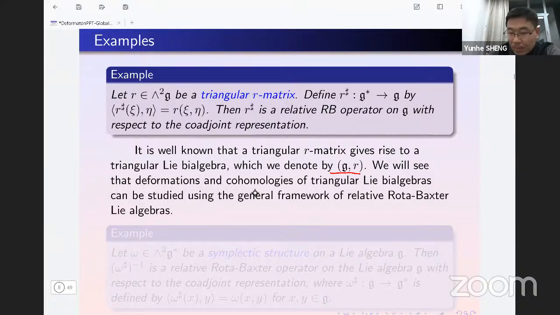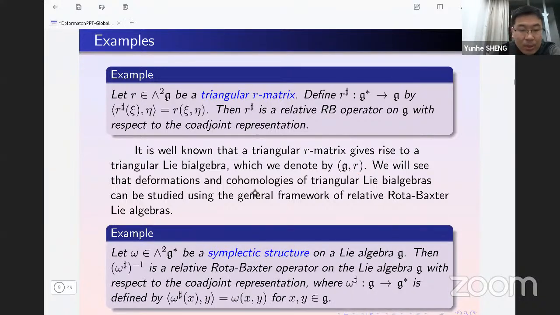Okay. So let me give another example. Let omega in the exterior square of G star be a symplectic structure on a Lie algebra G. Then the inverse of omega sharp is a relative Rota-Baxter operator on the Lie algebra G with respect to the coadjoint representation. Here, omega sharp is the map from G to G star defined by this formula.